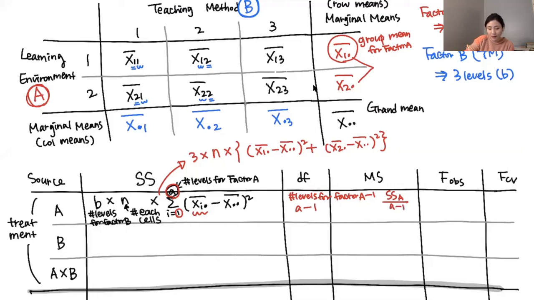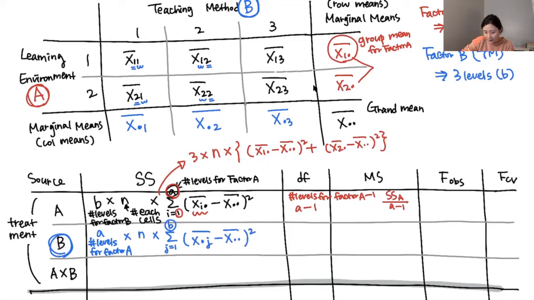And for factor B, my formula is a, which is the number of levels for factor A, times n, the number of observations in each cell, times the sum over j from 1 to b, which is the levels of factor B. And for factor B, my marginal means, which are column means, are x dot j bar minus x dot dot bar squared.